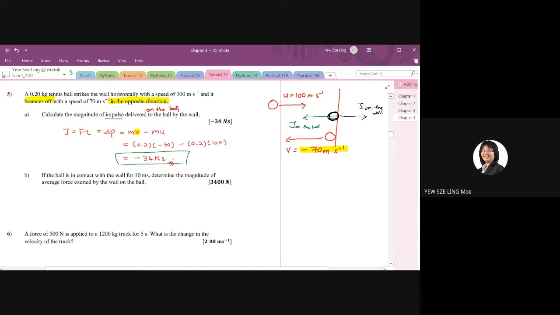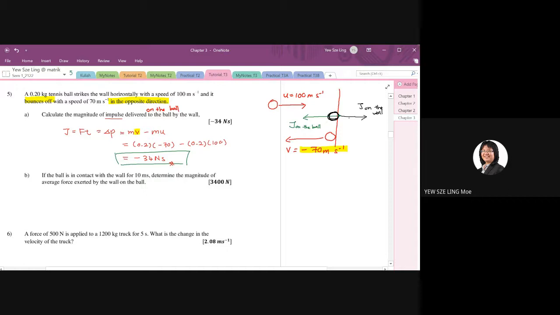Now, what should you do if the question is asking for impulse on the wall, and then you obtain negative 34 Newton second? All right. In this case, what you can do, if you look at the diagram, because the impact is mutual, all right, the impact is mutual. Ball and wall, they both push each other at the same time with the same amount of force.